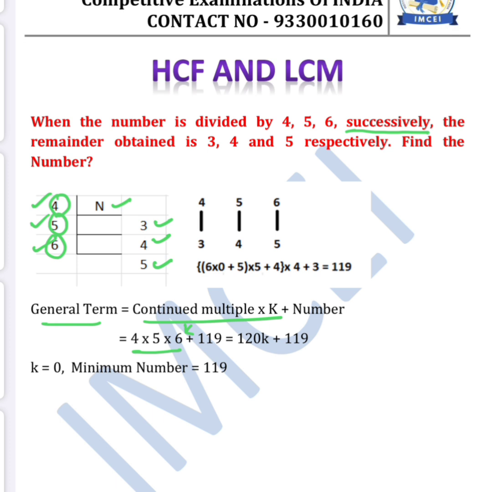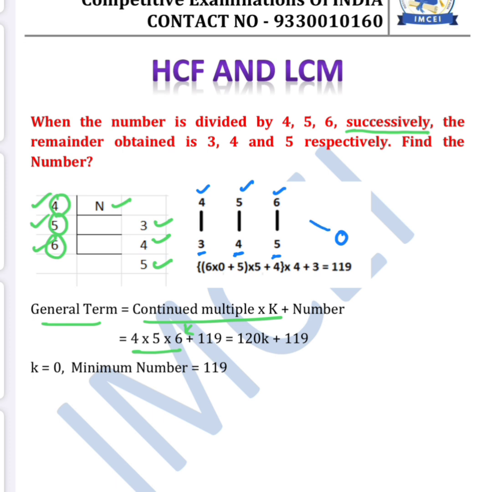Now how to get the number here? In this case, first consider the quotient equals to 0. When we are dividing the number by 4, we are getting 3. By 5, we are getting 4. By 6, we are getting 5 as the remainder. So here the first quotient is 0.